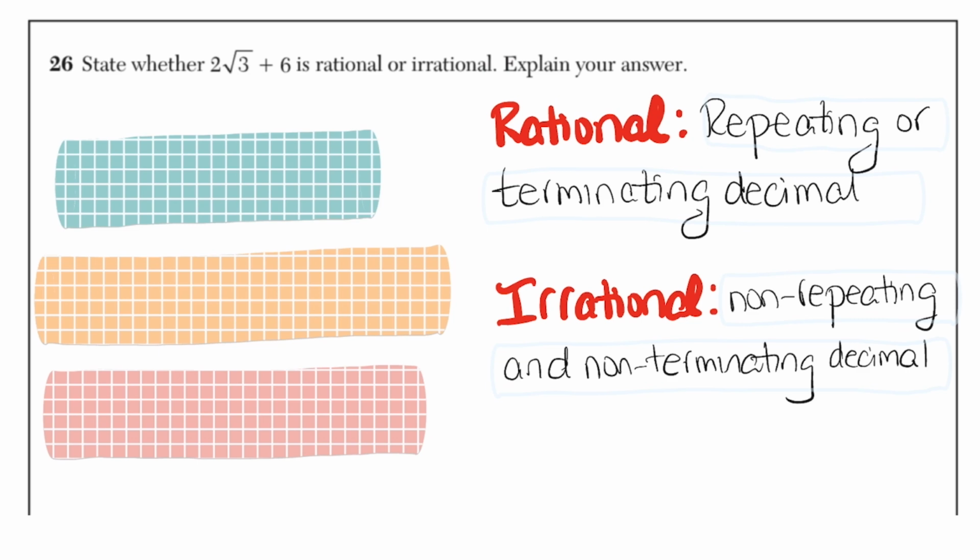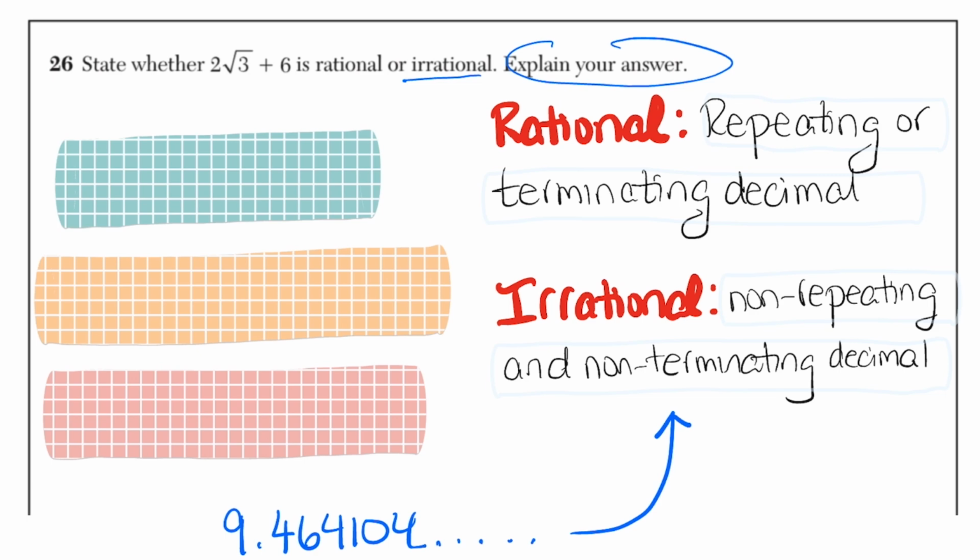To figure out if the sum in question is rational or irrational, I think the easiest way is to throw it in your calculator. When you do, you're going to get a value like 9.464101. You'll notice that it does not stop and it does not have a pattern. It doesn't repeat. Because of that, we can categorize it as an irrational number. As long as you state that it's irrational and explain that the reason is that as a decimal it did not repeat or terminate, you will get full credit on this question, all right?